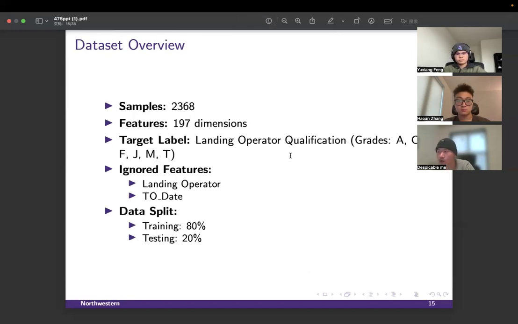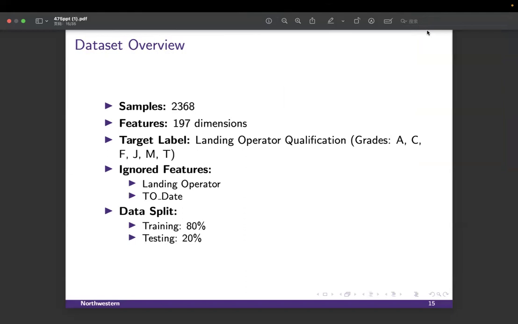So this is our data set. Our data set contains 2,368 samples, each with 197 features. The target label is landing operator qualification. It's a category with grades A, C, F, J, M, or T. Two irrelevant features, handling operator and TO date, were removed to focus only on flight data. The dataset was split into 80% training and 20% testing, ensuring a fair evaluation of the model.